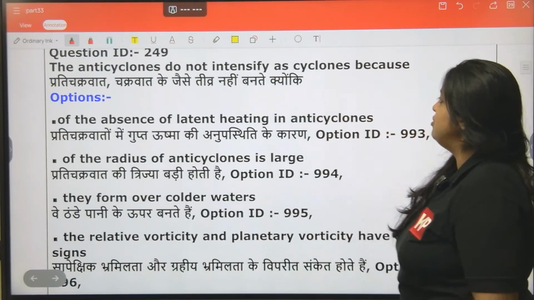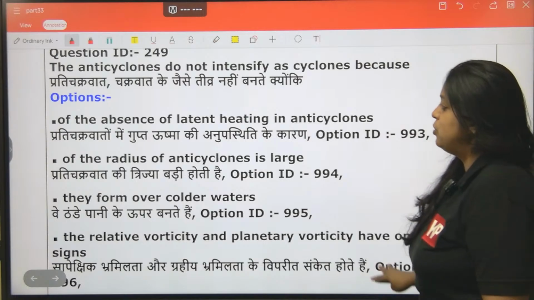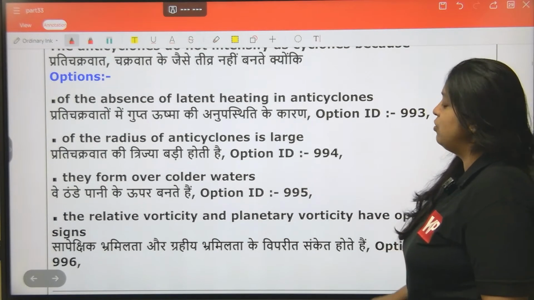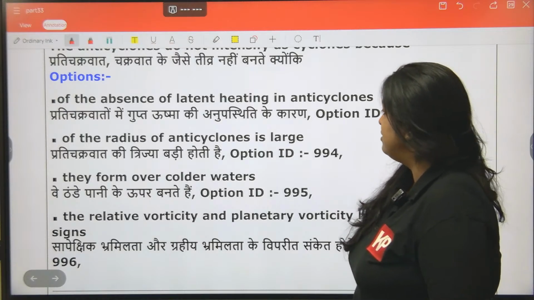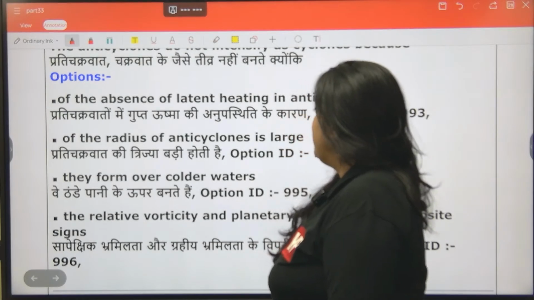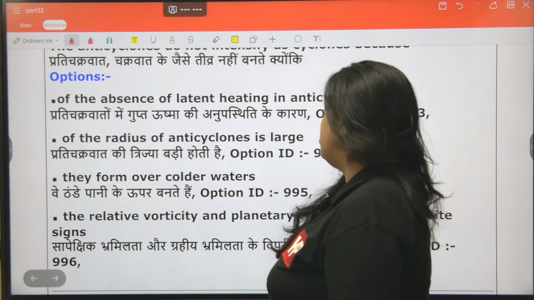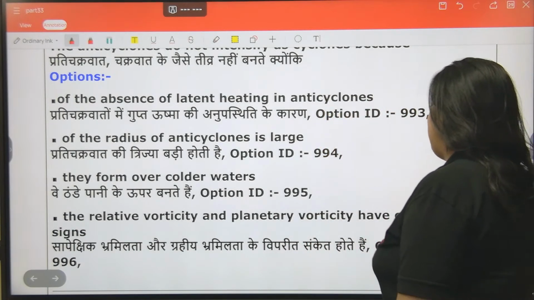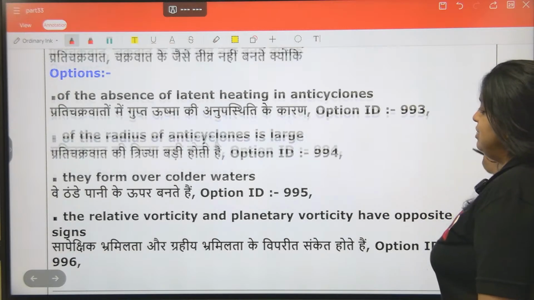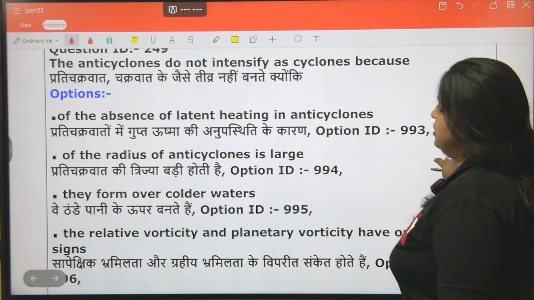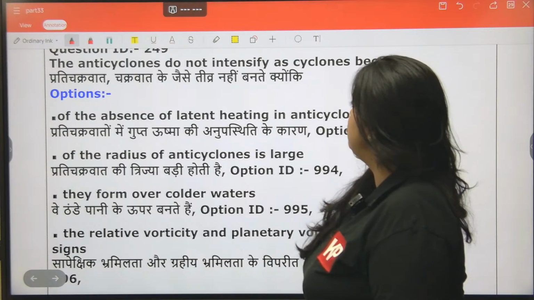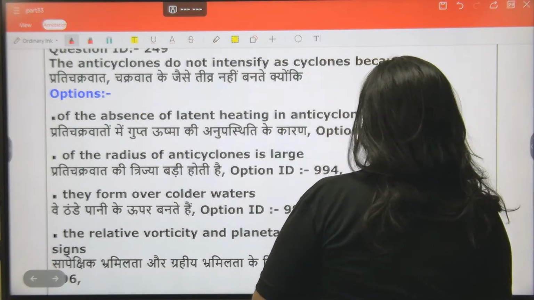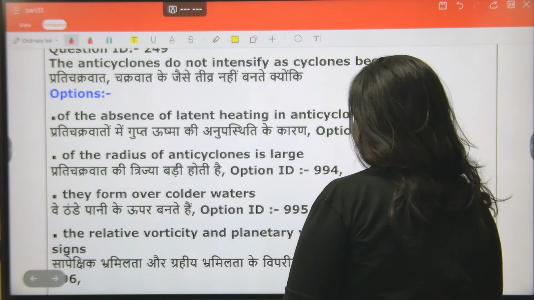Anticyclones do not intensify as cyclones because of: the absence of latent heating in anticyclones; the radius of anticyclones is large; they form over colder water; or the relative vorticity and planetary vorticity have opposite signs. These are the four different options. The question is, anticyclones do not intensify as cyclones. So what is the reason for that?